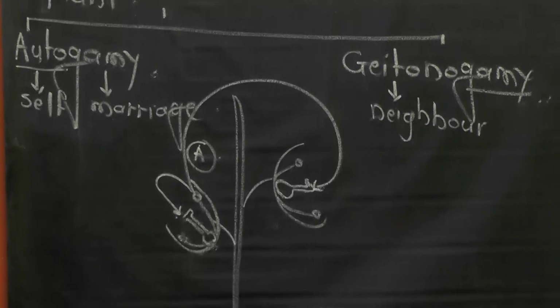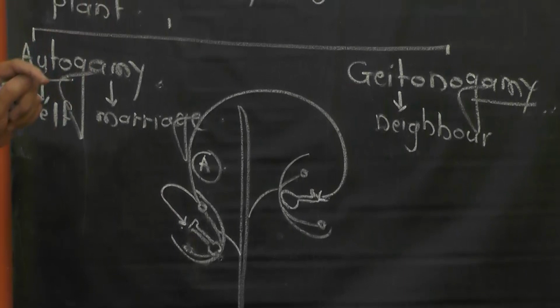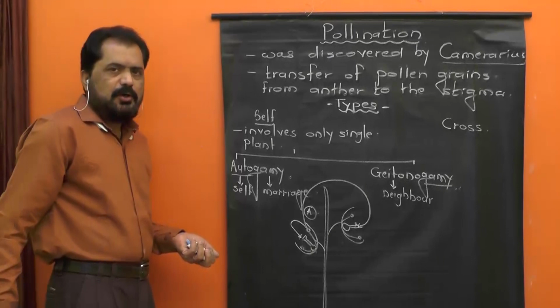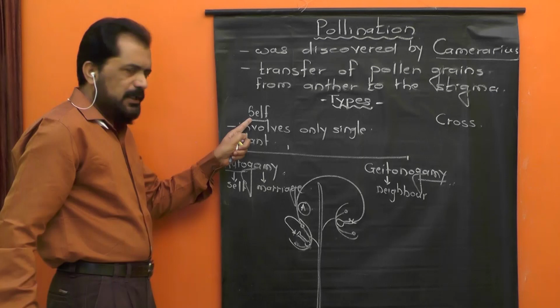So these are the two types of self-pollination. I think you might have understood that self-pollination involves only a single plant. Now, we have to study certain contrivances or adaptations shown by angiospermic plants for self-pollination, especially for autogamy.